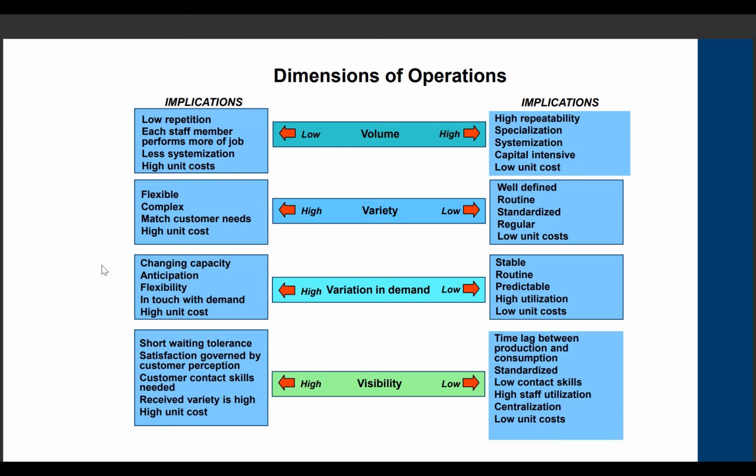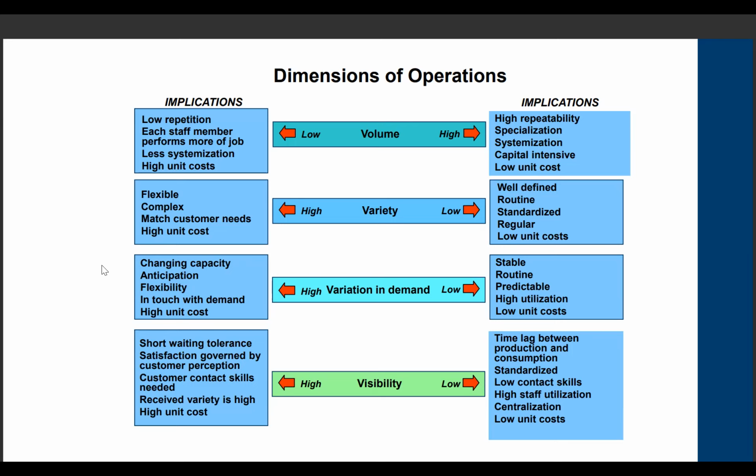But when the variety is low, it's well defined. If it's a caramel type of chocolate, everything is caramel. It's routine, it's standardized, it's regular, and low unit cost. It's just caramel. You don't need to add cashew for one chocolate and peanuts for another. It's just caramel because the variety is low.